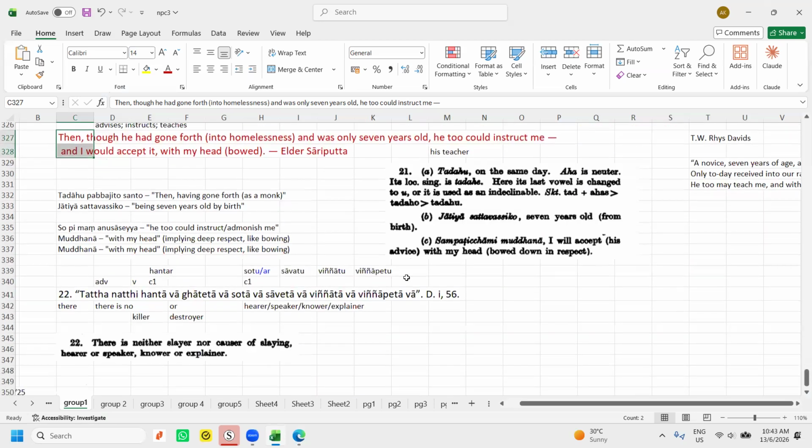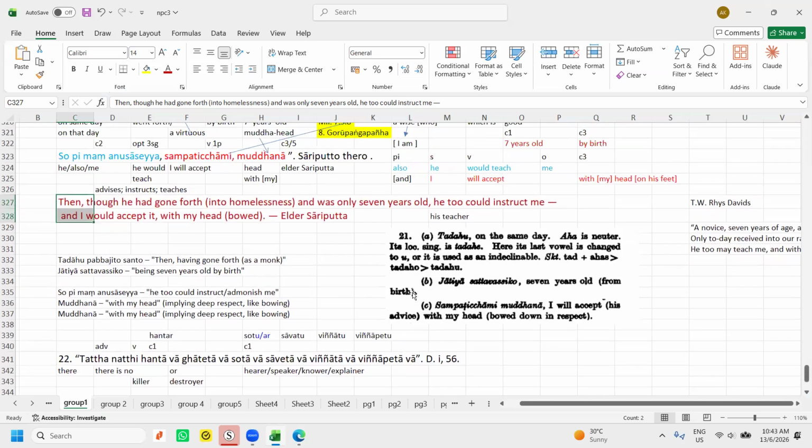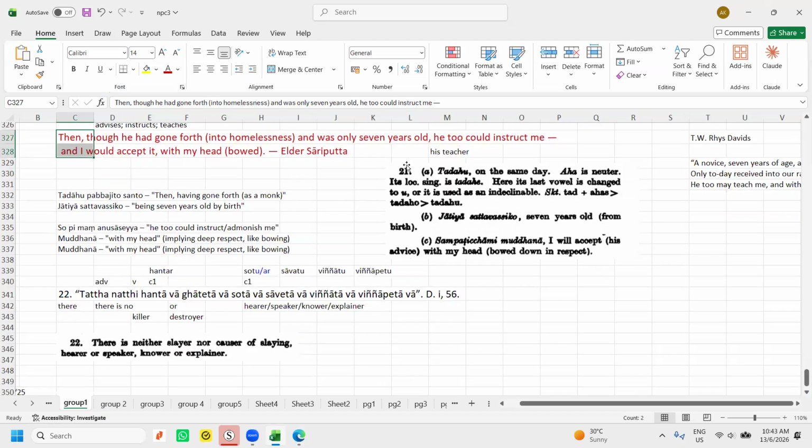Okay, we'll move to verse 21. 21 here is, we see.